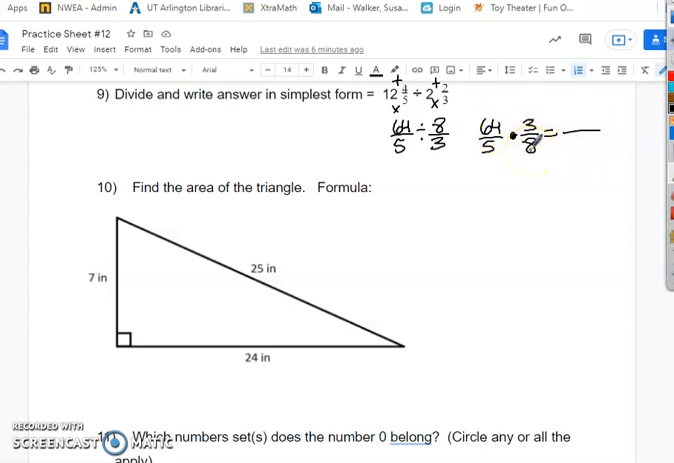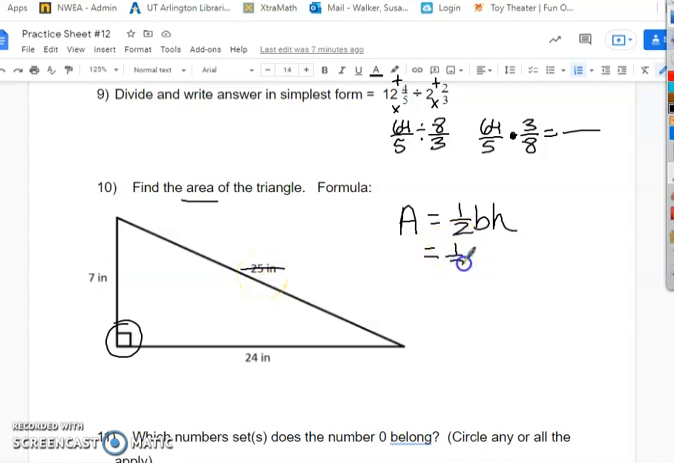Okay? Number 10 says find the area of the triangle. We've been doing this one week after week now. So the formula for area of a triangle is A equals half BH. Okay? The base and the height have to form a right angle. So I do not use this one. I would use 25 if it was for perimeter.